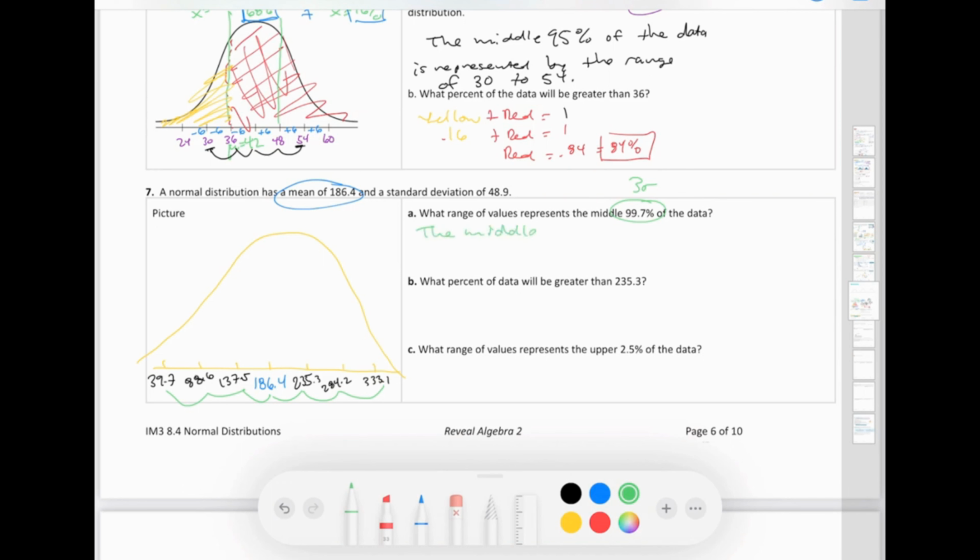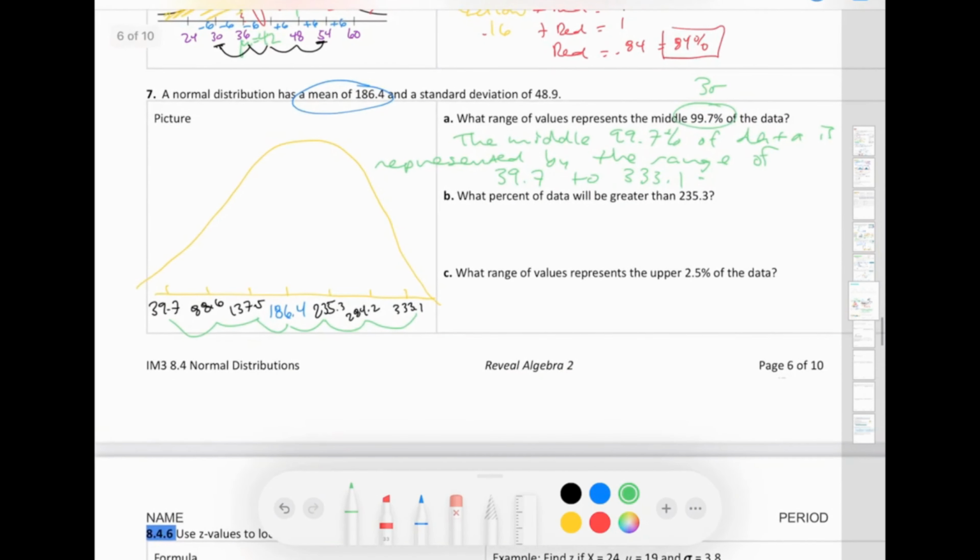I'm just copying my sentence above. The middle 99.7% of data is represented by the range. What are those numbers? 39.7 to 333.1. Okay.